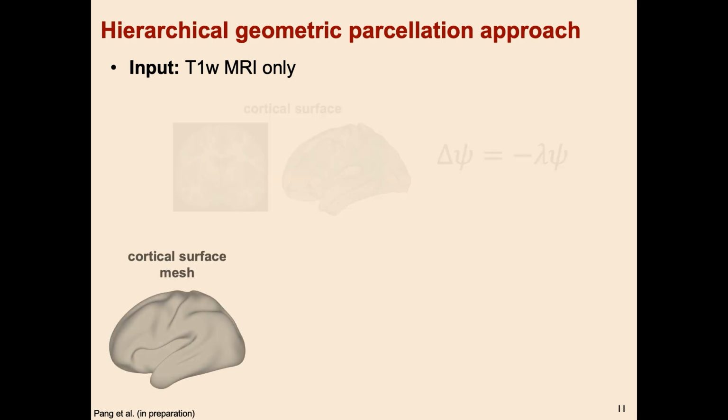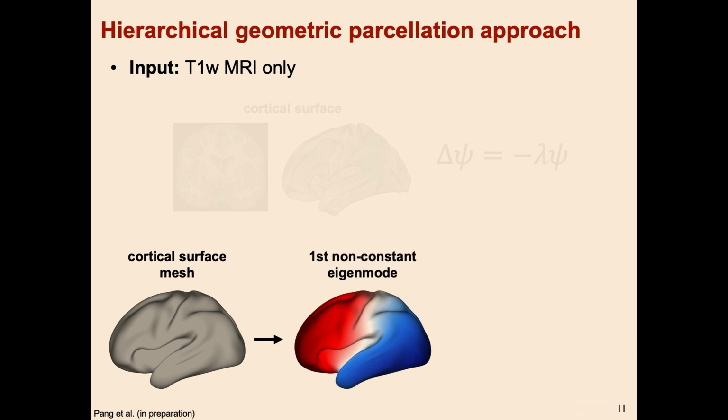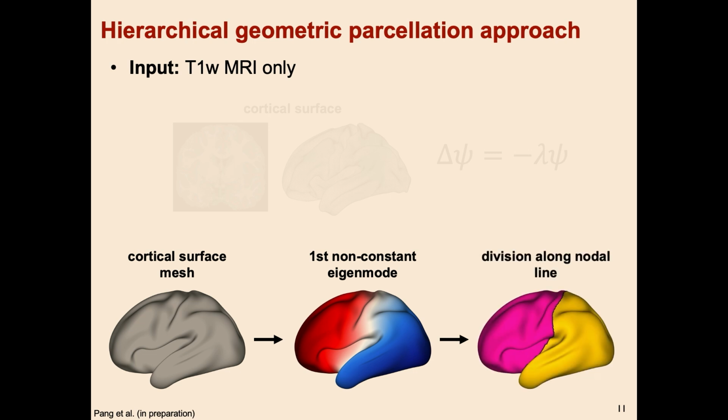So the approach is really, really simple. Again, you use the cortical surface as your input. We calculate what we call the eigenmodes. And here I'm showing you the first non-constant one, which is defining the anterior-posterior variation. And we use the nodal line as an approximation of that separation.